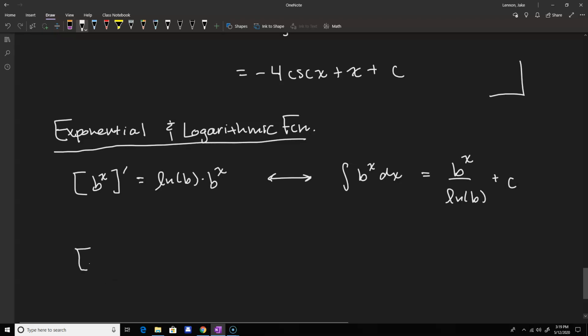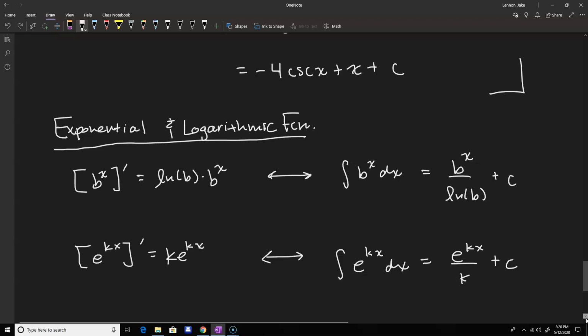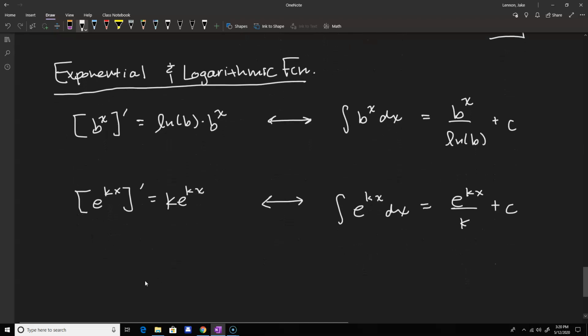And if we were looking at e to a constant times x, this would be k e to the kx when we differentiate. So if we integrate the antiderivative of e to the kx dx, again here, instead of multiplying by k, we'll divide by k. So this will be e to the kx over k plus a constant. And then for the logarithm, the derivative of the natural log of x we have found is just 1 over x.